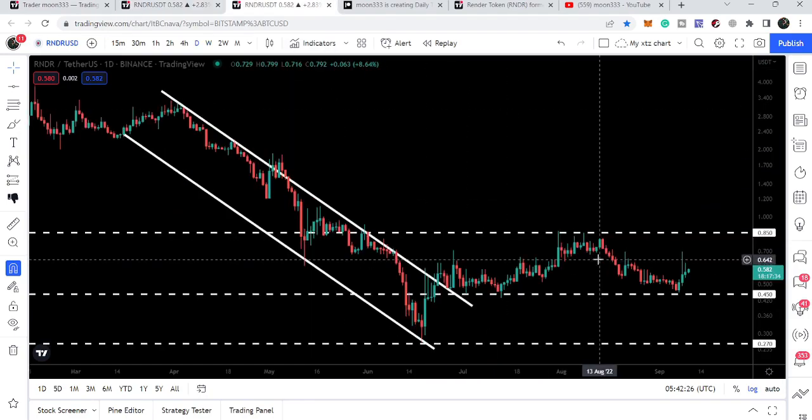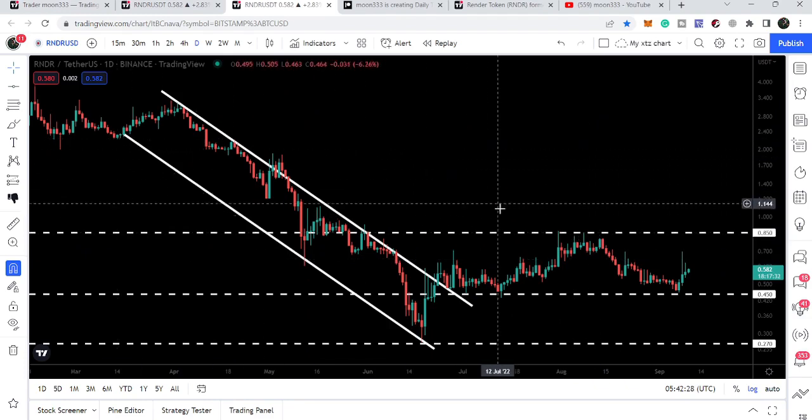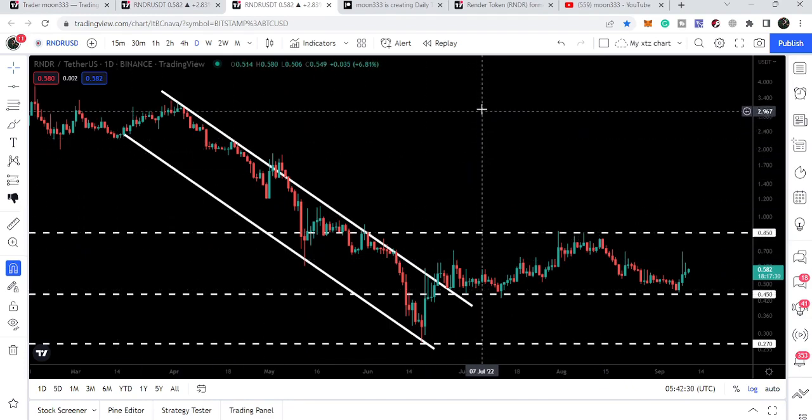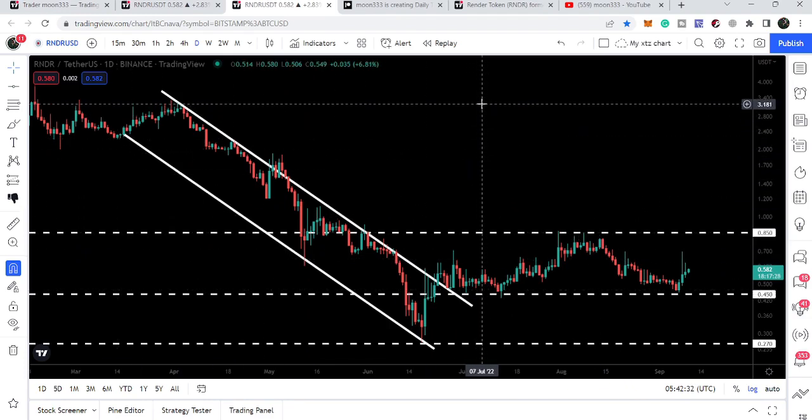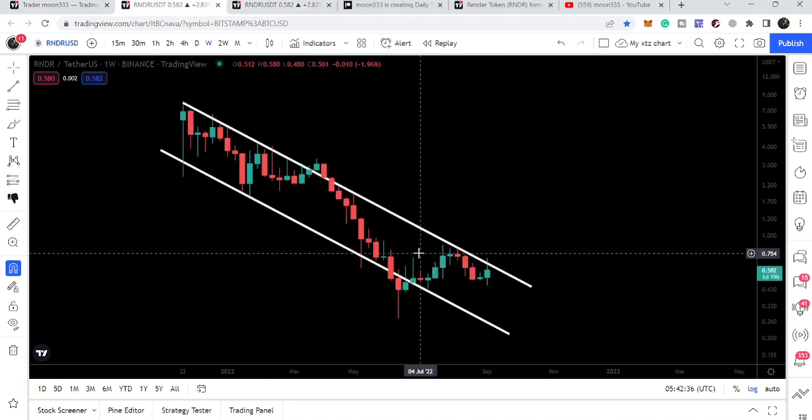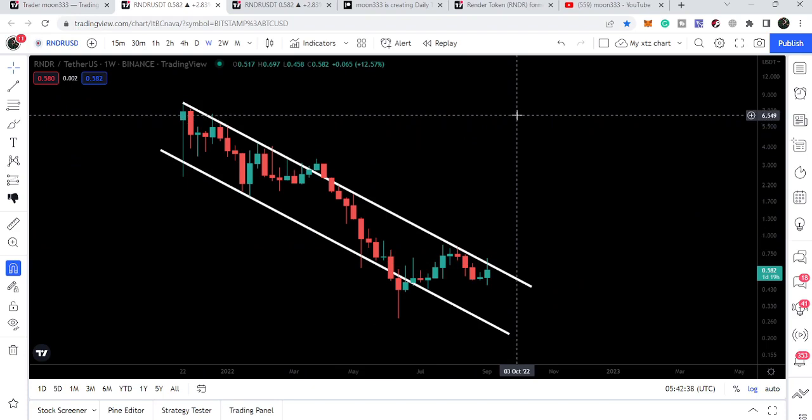Now if we take a look at the target for the down channel that has been formed on the daily time frame chart, that is here at the top of the channel, that will be approximately at $3.18. And the bigger target for this bigger channel will be here at the top of the channel, that will be approximately $6.55. So this was the update so far.